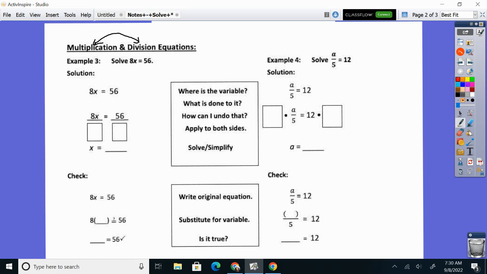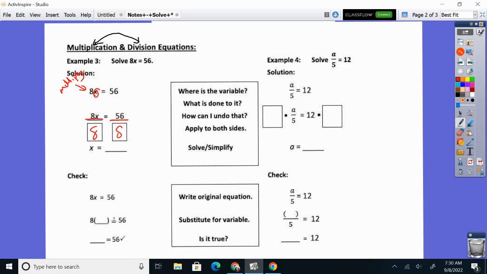Okay. So here it says 8x equals 56. This is where I started. I need to get this x by itself. Notice that between the 8 and the x, there is no operation written. It just says 8x. It is read as 8 times x. When there's no operation written between the number, the coefficient, and the variable, they are multiplying. So I need to do the opposite of that, which is dividing by 8.